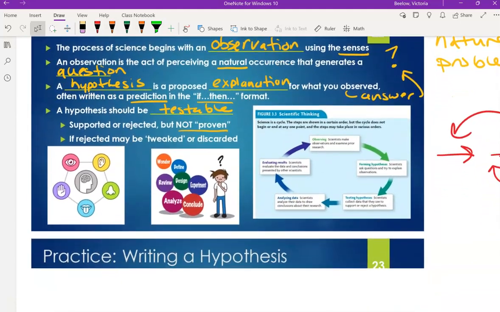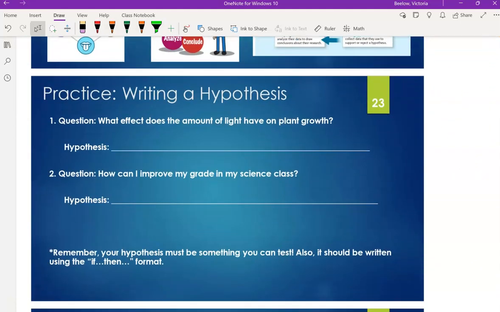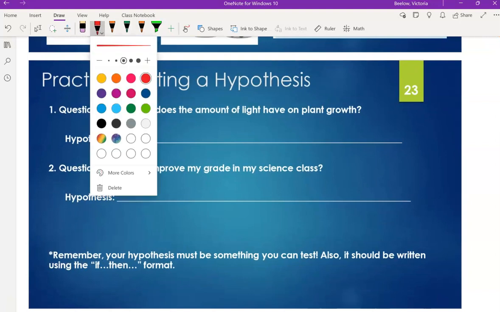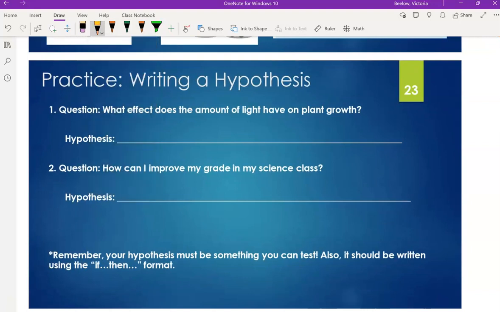So here are some examples. Now there's multiple correct ways to write a hypothesis to answer these questions. So this is just one example. So again, you have a question. Maybe most high schoolers know that plants, of course, need sunlight, but maybe you don't know that. Maybe you're a little kid asking this question, okay? What effect does the amount of sunlight have on plant growth?